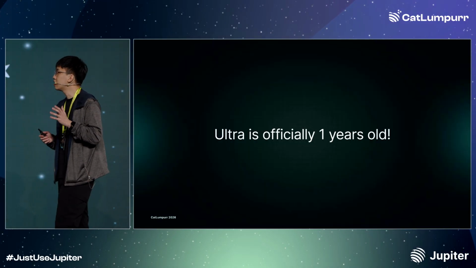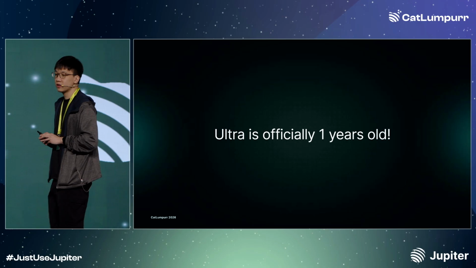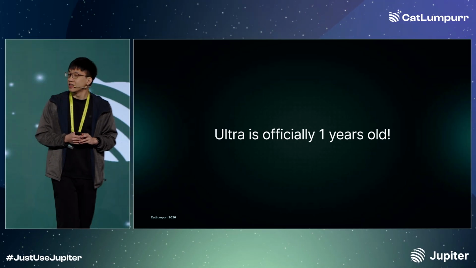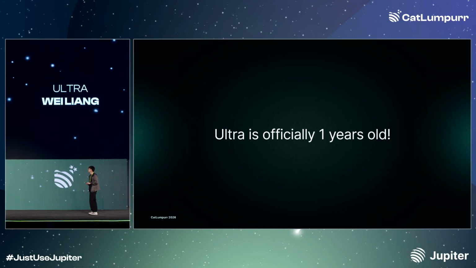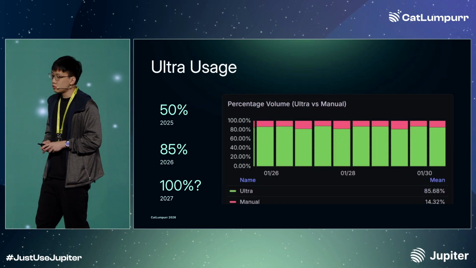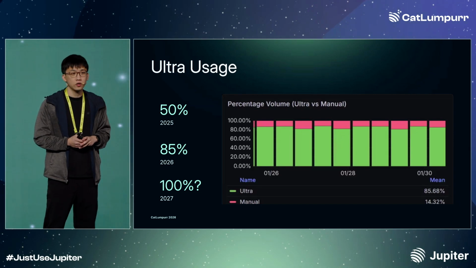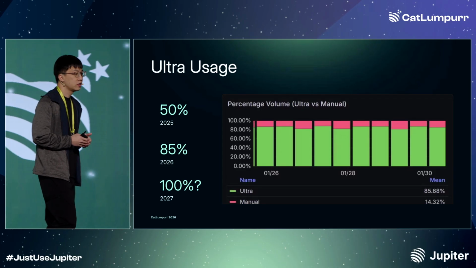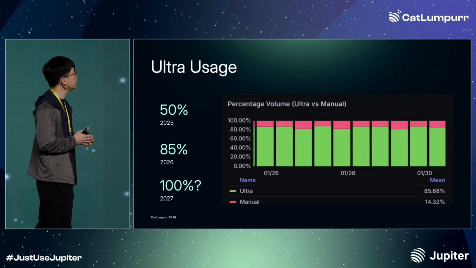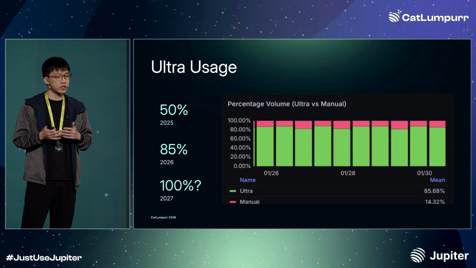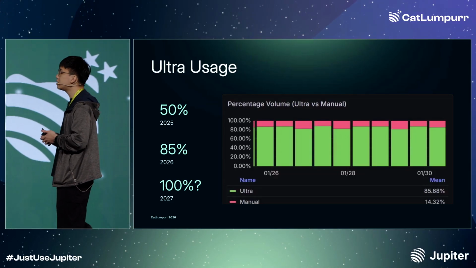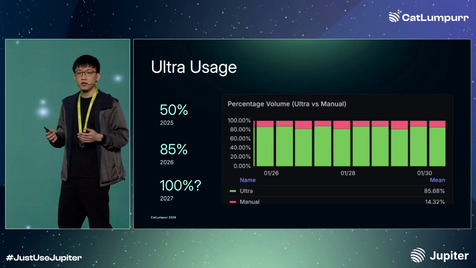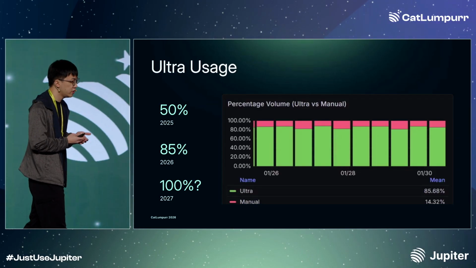Well, for those of us who were at Cat Lumpur last year, we were privileged to witness both the birth and the first birthday of Ultra. Well, officially, Ultra turns 1 today. So, let's review how far we have come. When we first released Ultra at the start of 2025, only 50% of our total swap volume was done via Ultra. But today, more than 85% of our swap volume actually goes through Ultra, which shows that our users love it. And I hope that this trend can continue so that one day, everybody will use Ultra as their preferred choice for swapping.